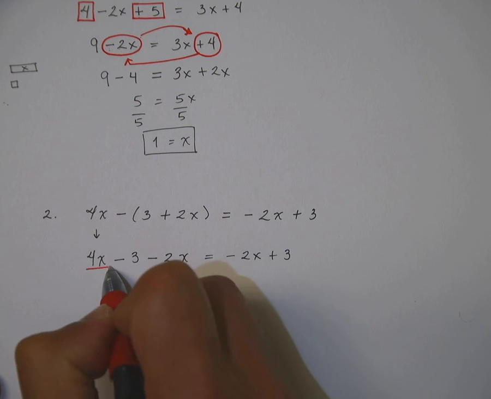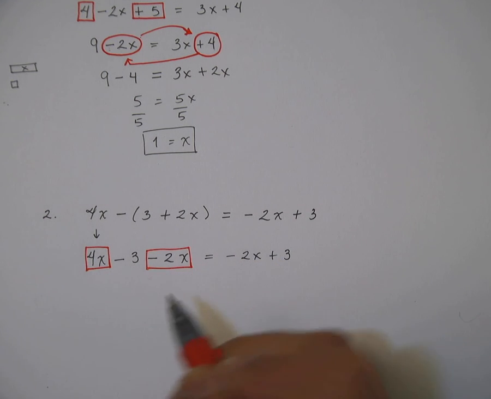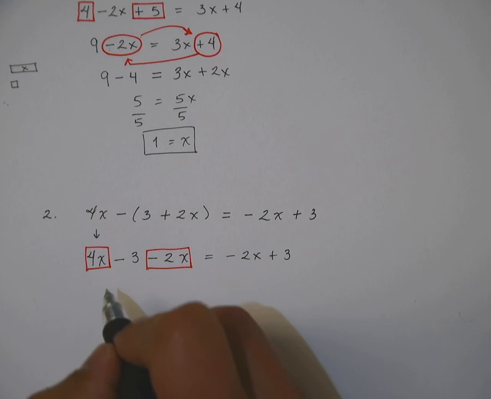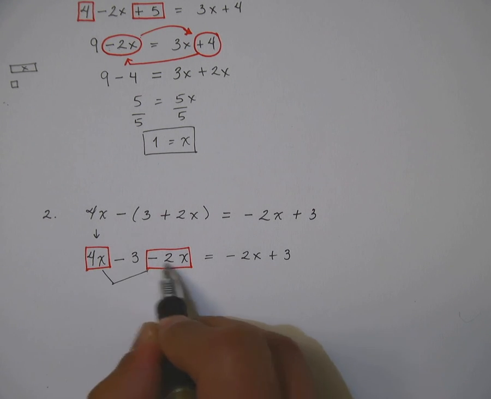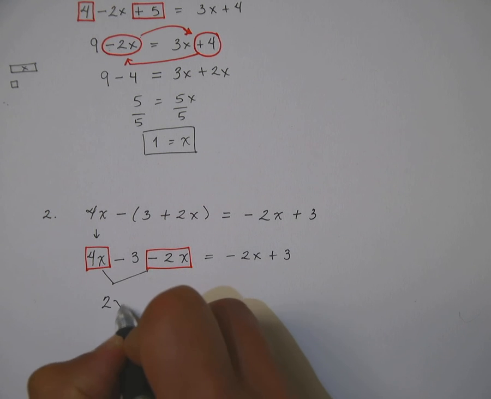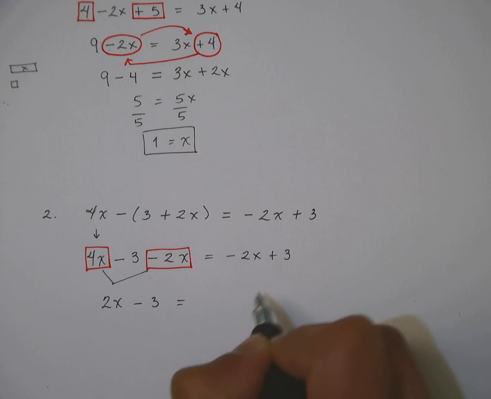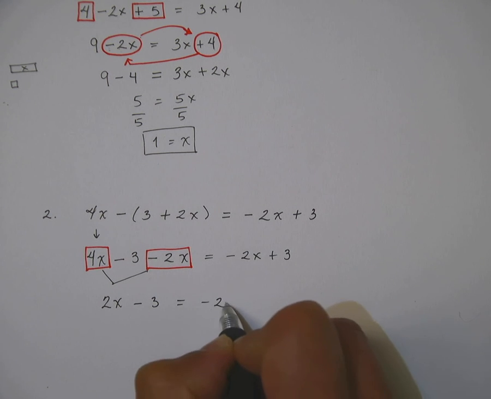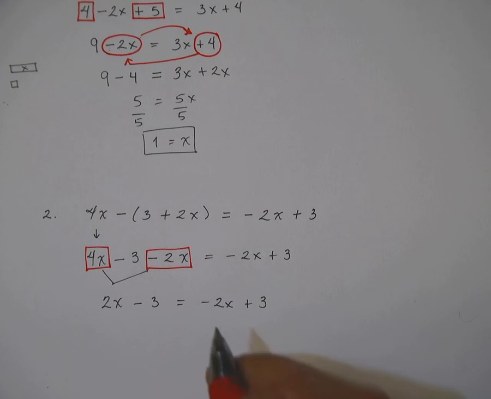So this 4x is going to go together with this negative 2x. So when that goes together, 4x's take away 2x's, that's going to be left with 2x. Now the minus 3, we just leave them. Over here we have negative 2x plus 3. Now be careful, a lot of times students see, oh, look at this, 2x minus 2x, oh, that cancels out, that's a 0. No, remember, you have to bring them over to the same side.